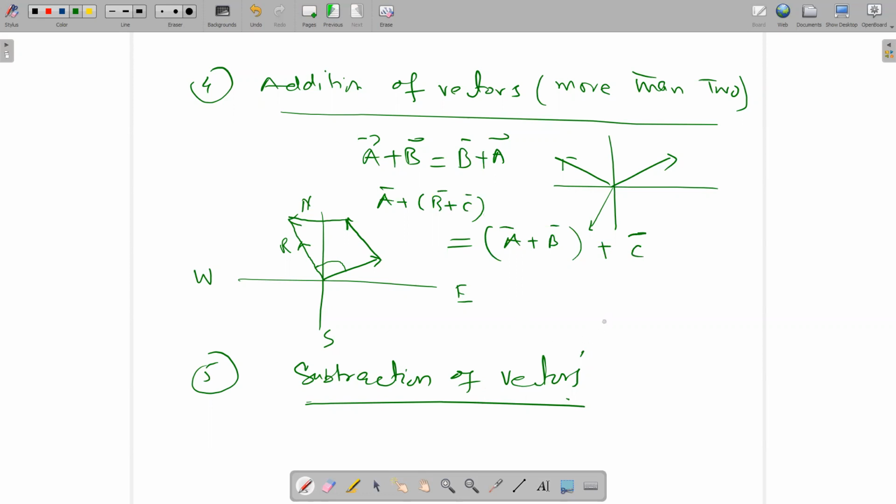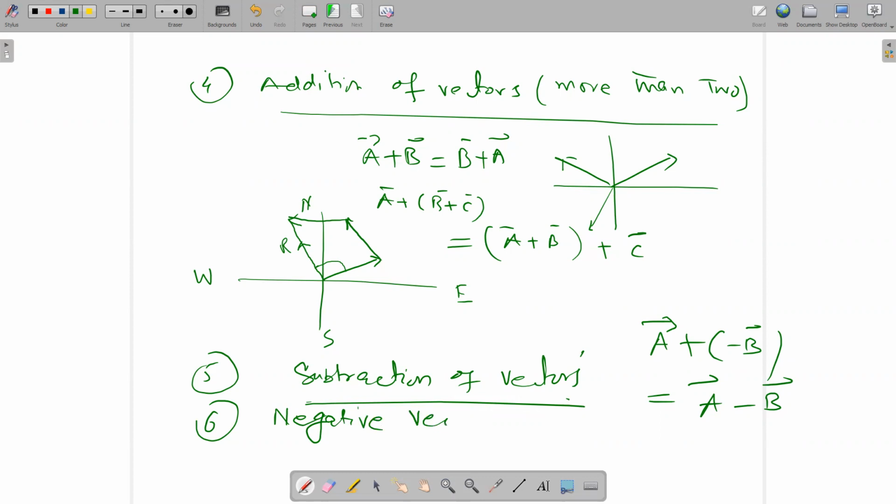So what does subtraction of vectors mean? A vector plus minus B vector is equal to A vector minus B vector. This we have studied. In this case, first you have to make the negative vector. So in the subtraction of vectors, we have a new concept, and that is the negative vector concept. Negative vector means you are making a vector which is opposite to the first one and then adding it to the first vector.